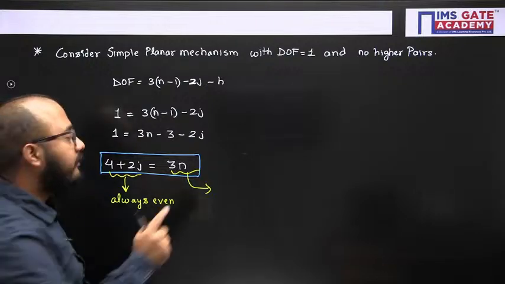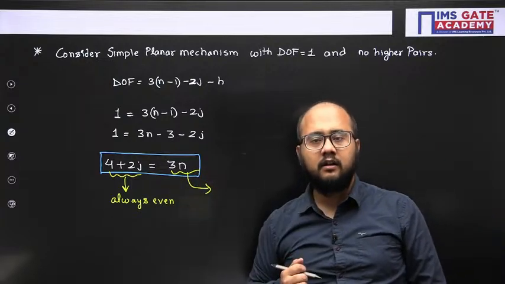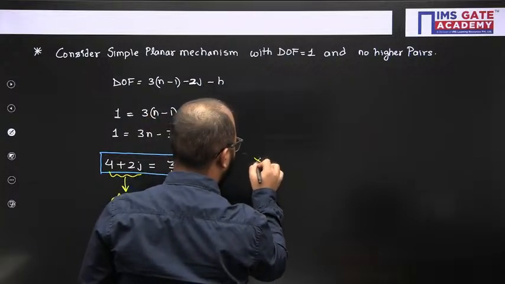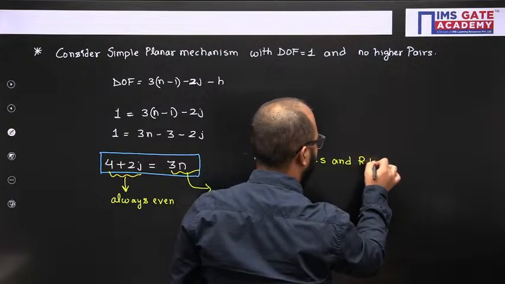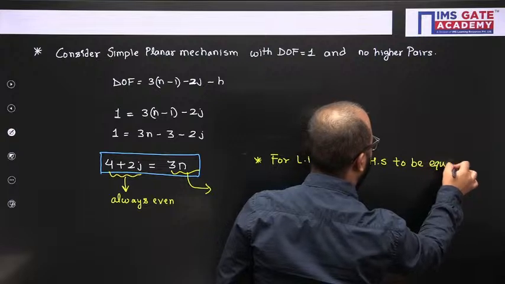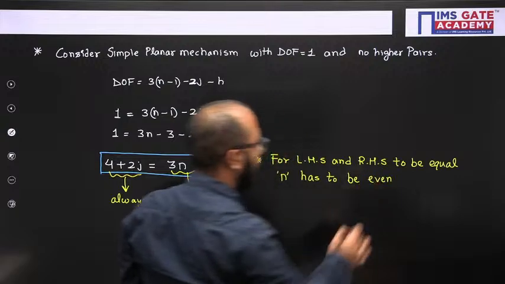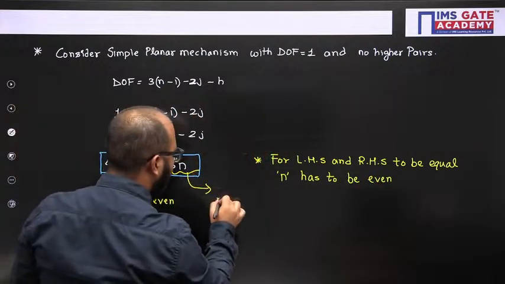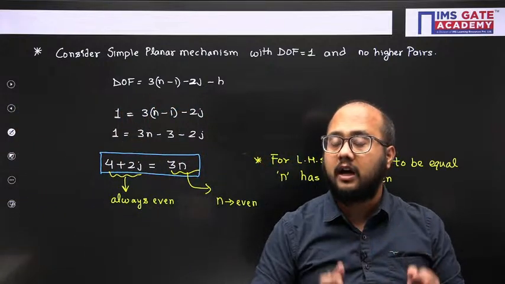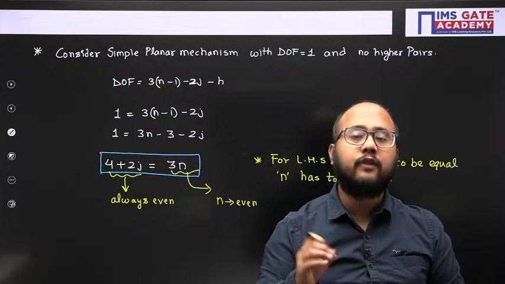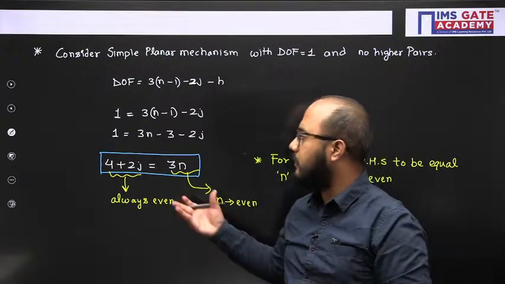I hope this point is clear. If it is odd, then 3 multiplied with any odd number becomes what? Odd only. So then LHS and RHS will not be equal. So remember this very important point: for LHS and RHS to be equal, n has to be even. Always even. Now, what is the conclusion here? Any simple planar mechanism which has degree of freedom 1 and no higher pair cannot have an odd number of links. That is the very, very important conclusion that we can draw out of this particular analysis.